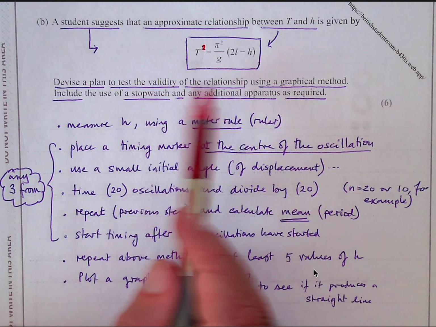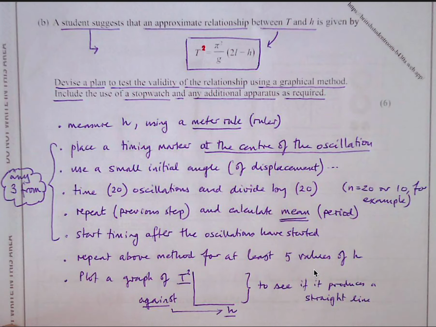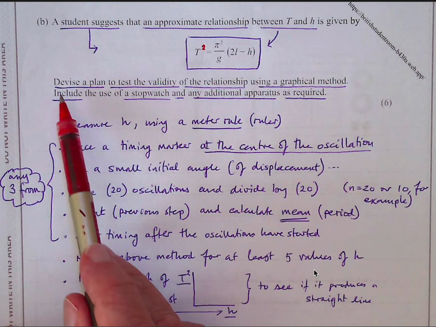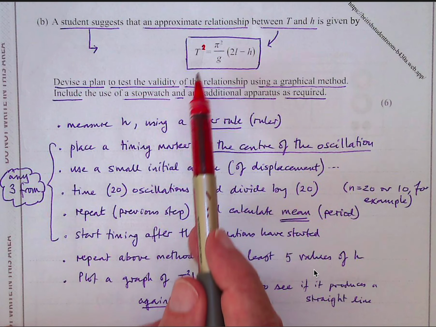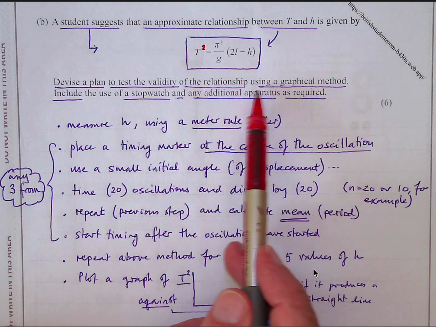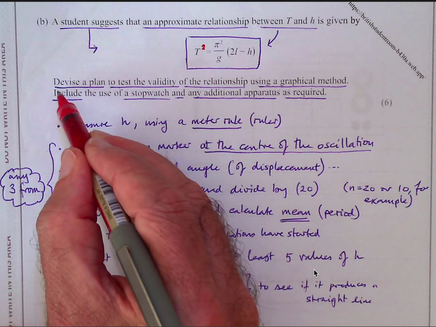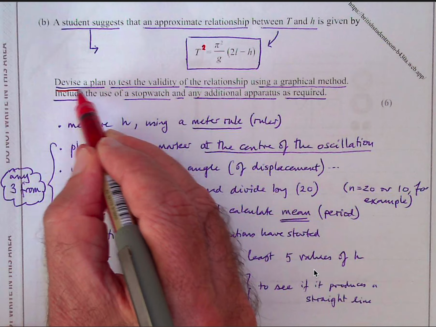It doesn't really matter because this is the equation, and you can still do the next part. Devise a plan to test the validity of this relationship. So is it valid? Using a graphical method. Devise a plan means write a method, and then you have to come up with a graphical method of what you're going to plot against what.